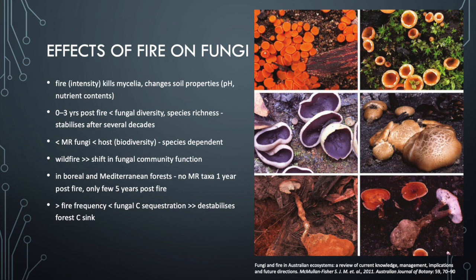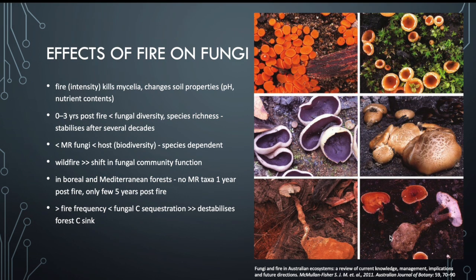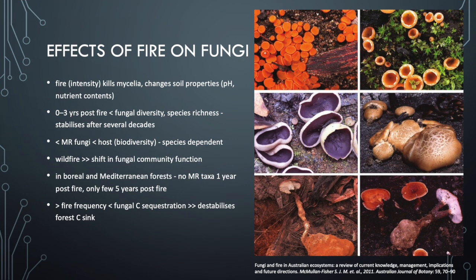So, here in this beautiful image from Fungi and Fire in Australian Ecosystems, a review of current knowledge, management, implications and future directions. This image comes from this paper and it shows the different pyrophilous fungi, specific fungi that can grow post-fire. Some of them have these sclerotia underground where they've got a source of food that they can sprout from. And Australia has a lot of different kinds of pyrophilous fungi that actually do end up in an ecosystem and are more visible a lot of the times when fire goes through.